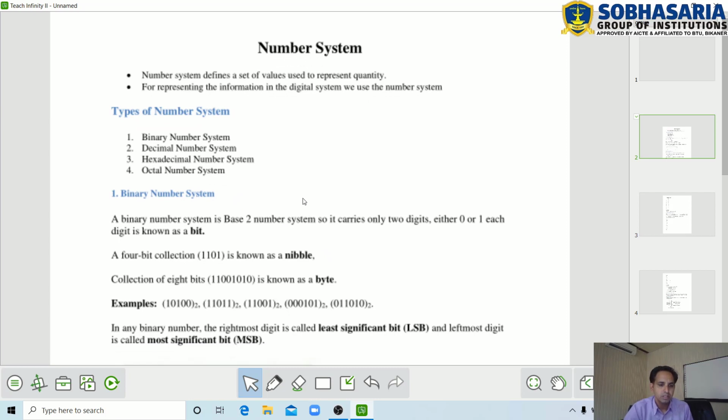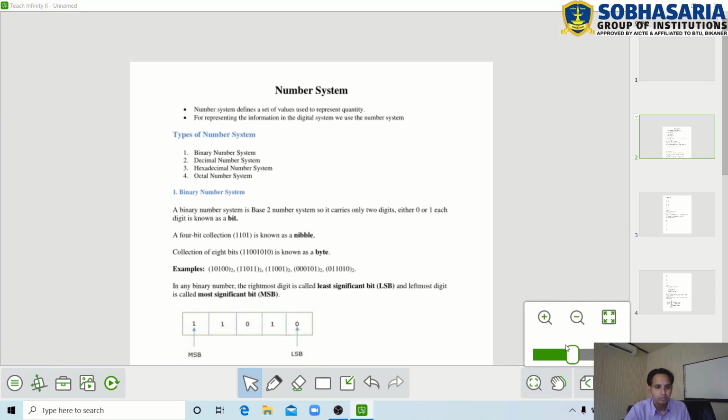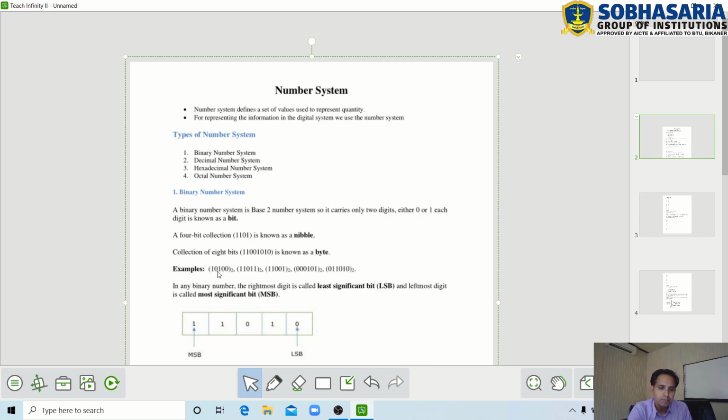First is the binary number system. The binary number system is a base 2 number system, so it carries only two digits, either 0 or 1, and each digit is known as a bit. The collection of 4 bits is known as a nibble, whereas a collection of 8 bits is known as a byte. Here we give an example with the binary number base to represent that this is a binary number.